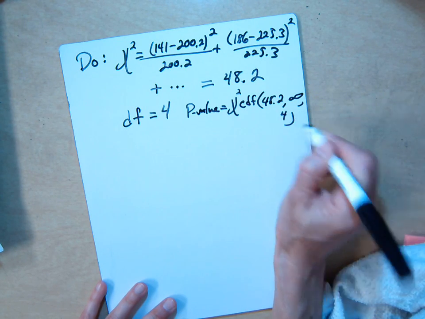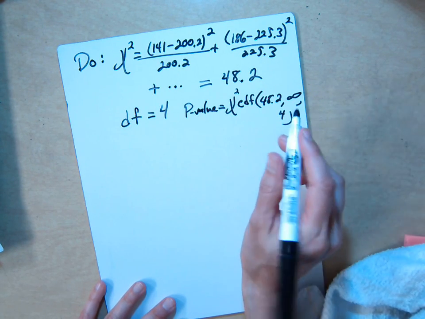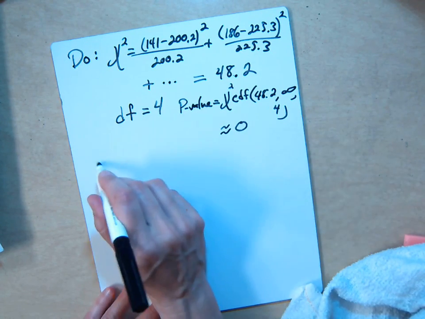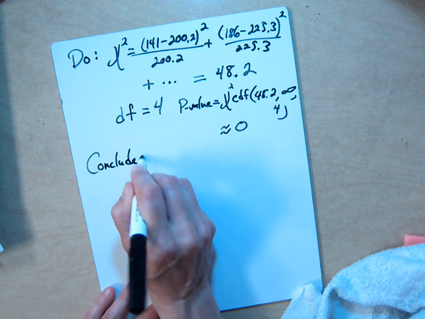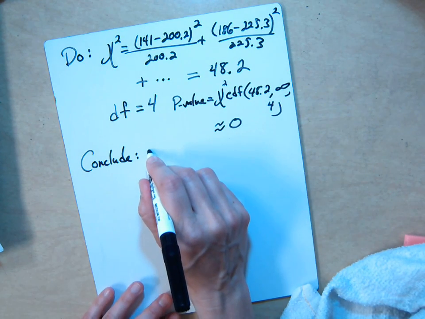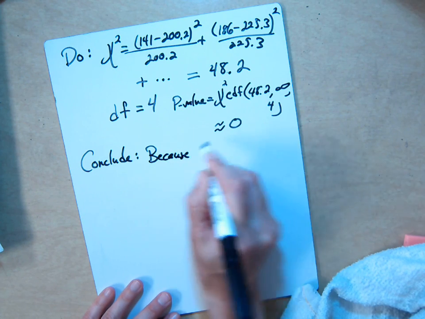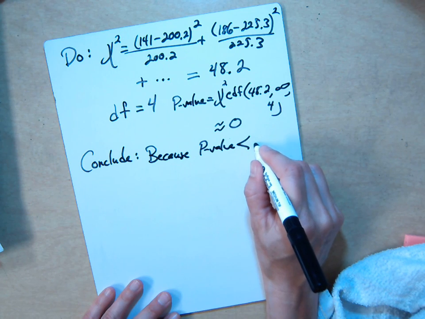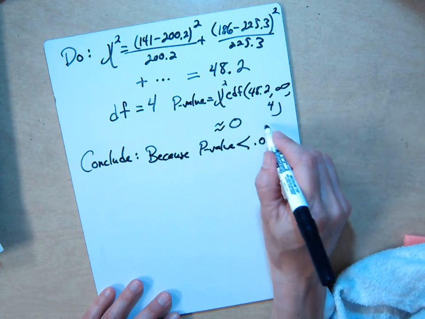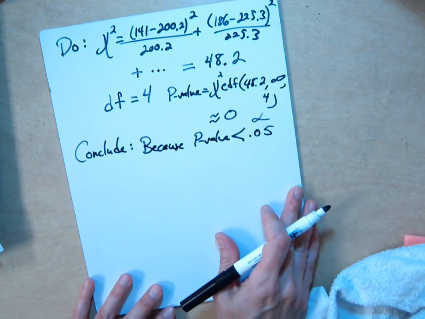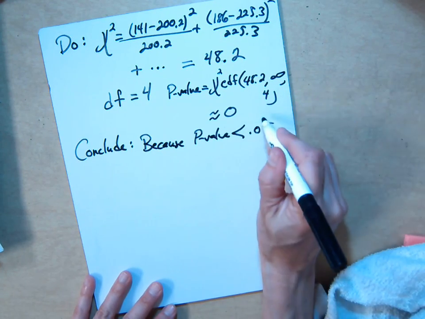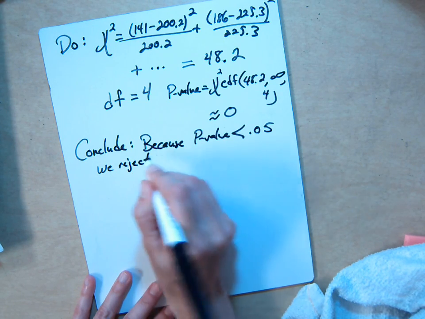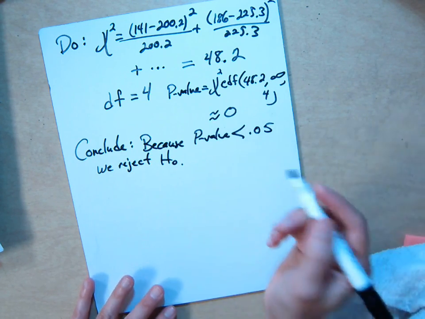And then 4, so you would do that on your calculator. You would get close to 0, so you can say approximately 0, and then you would conclude. The conclusion needs 2 parts, because p-value is less than 0.05, which, if we're not given a significance level, we assume it's 5%. We reject H0, and then explain in context.